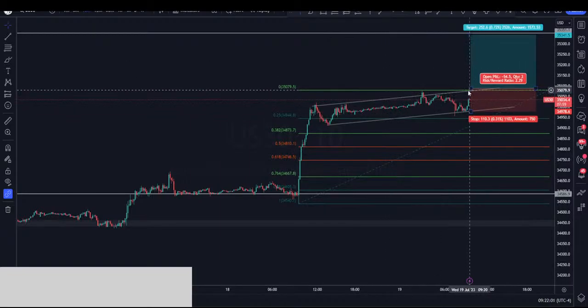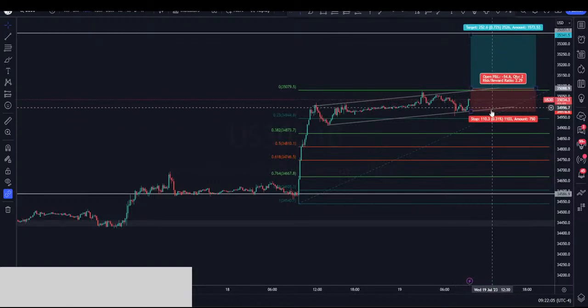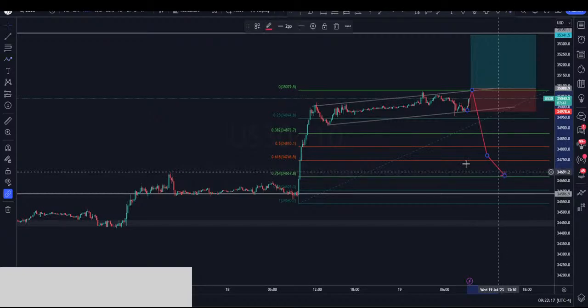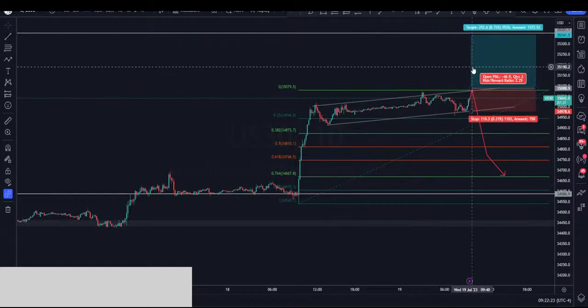But if we do get a rejection, like if it pushes up a little bit, then we could see it pull back to this level here. So if we get this push here, we could see something like that happening, or even an overextension to this level here too. So for US30, that's what we'll be looking at.